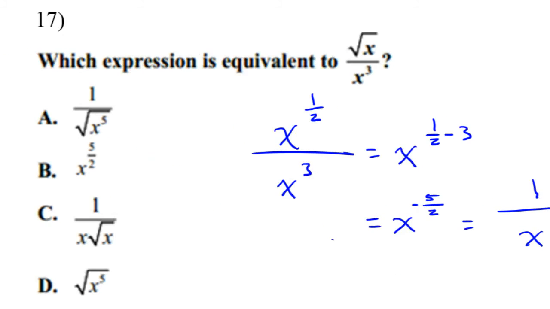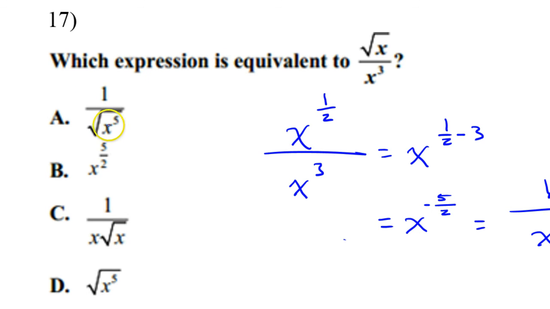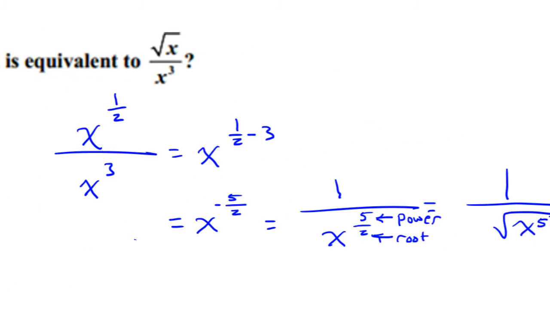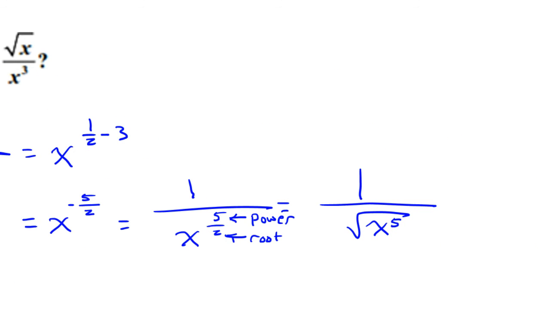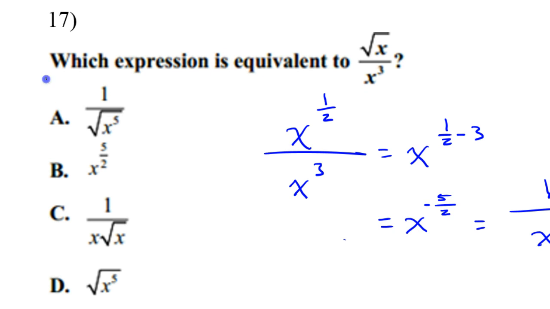So let's see what we've got. Alright, see that 1 over x to the fifth power? And we have 1 over x to the fifth power. That means the answer is A.